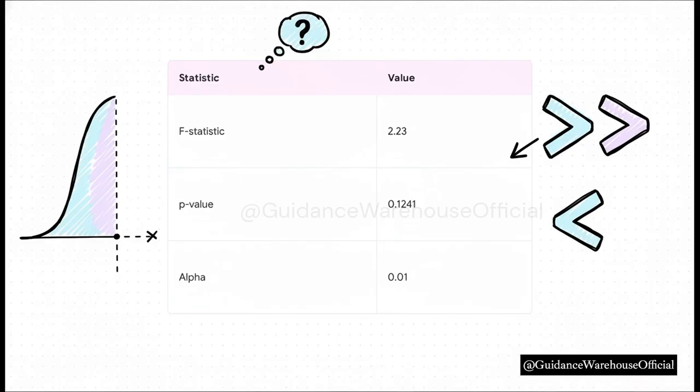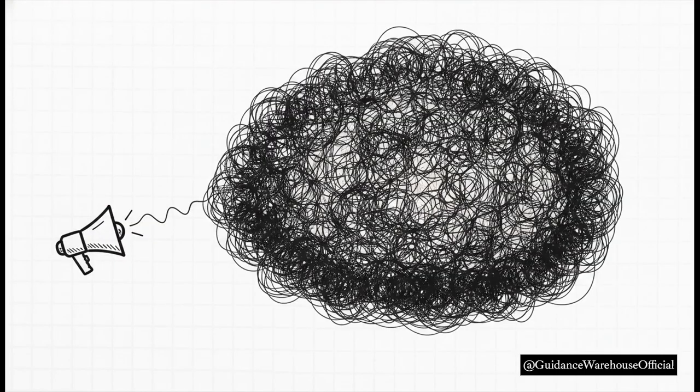Our F statistic is 2.23, which gives us a p-value of 0.1241. Now, our strict significance threshold, or alpha, for this particular test is 1%, so 0.01. I'm going to throw this back to you. Since our p-value of 0.1241 is greater than our 0.01 threshold, what is our conclusion? You guessed it, we failed to reject the null hypothesis.